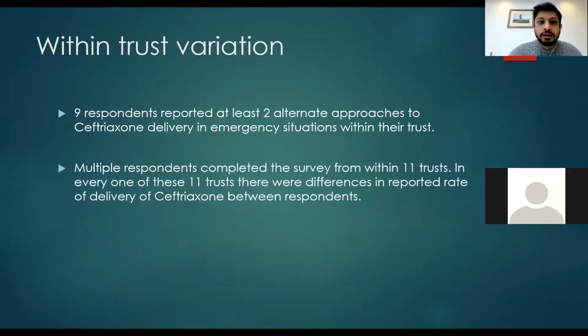There are also a few centres where we had multiple respondents. We had 11 trusts where we had multiple respondents, and interestingly, in every single one of those trusts, there was a difference in the rate of delivery between the clinicians that responded from that trust. And you could imagine these were all consultant pediatricians or emergency medicine respondents. You can imagine this might leave the team feeling a little bit confused about how to approach delivery of antibiotics in these resuscitations. And 9 respondents themselves identified that there are at least 2 different approaches that are being used commonly within their trust.